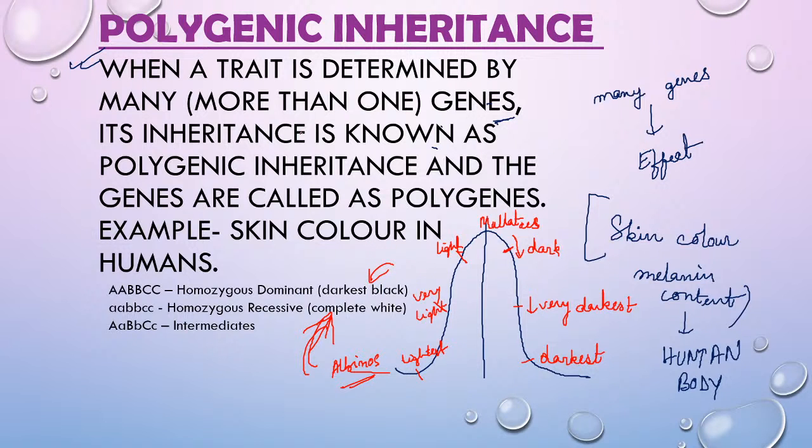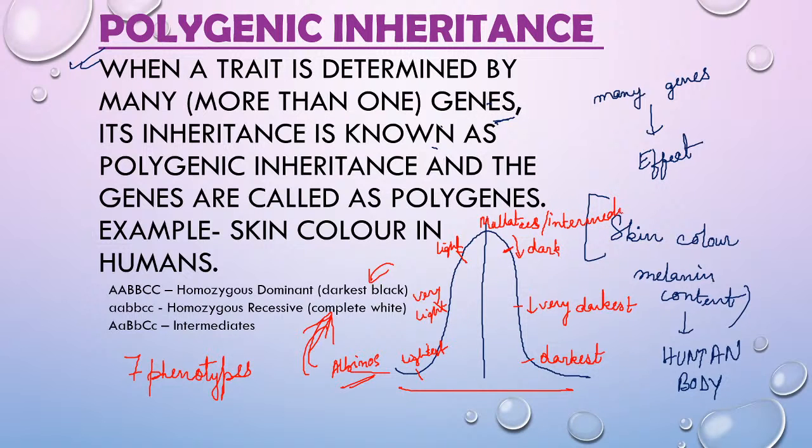Now, what happens when a trait is determined by more than one gene? How many types of phenotype can we see in the case of skin color in humans? We can see 7 phenotypes. The skin color can be darkest, very dark, dark, so 1, 2, 3, and it can be light, very light, and lightest, so 1, 2, 3. So 3 plus 3, 6, and 1 intermediate color. So mulattoes are the intermediates.